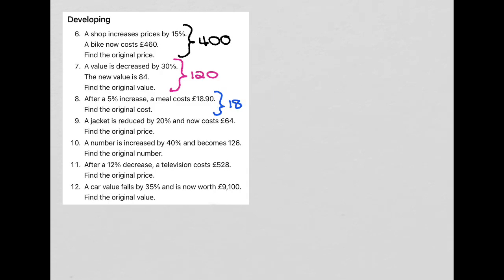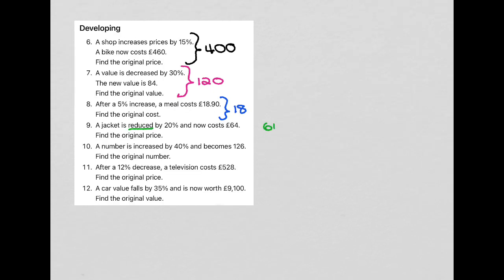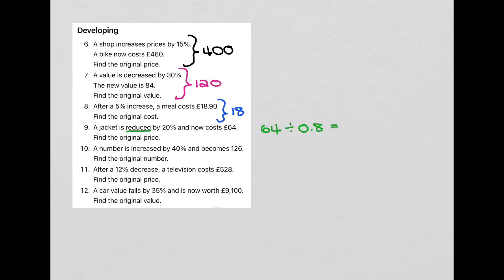Question 9. A jacket is reduced by 20% and now costs £64. Find the original price. So reduced is just another fancy way of saying decreased. So we're going to say £64 divided by, and it's always divided by when you're reversing. I'm hoping you've noticed that. Divided by a reduction of 20%, so that is 0.8, because it's 100, take away 20, divided by 100. Right, and if you've done that, you should get £80.